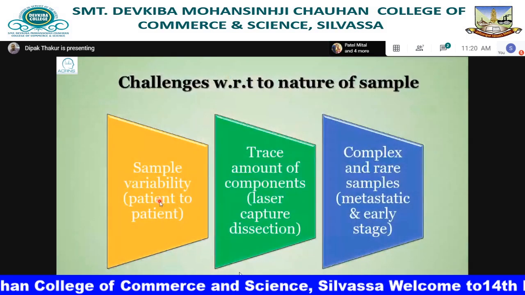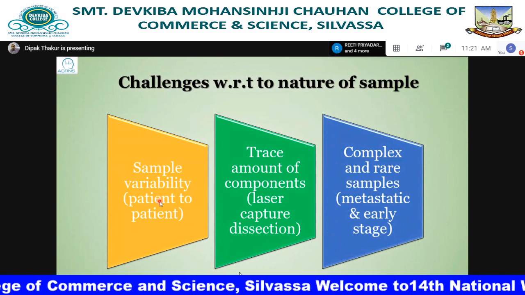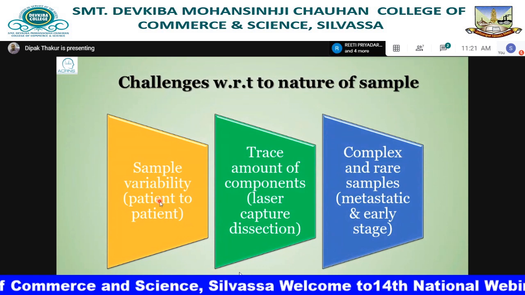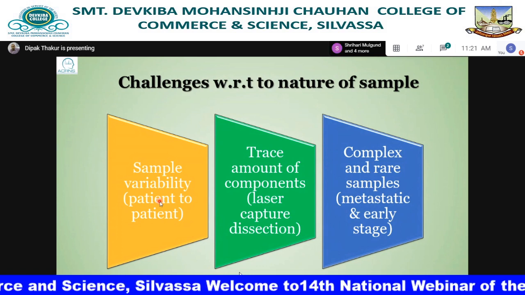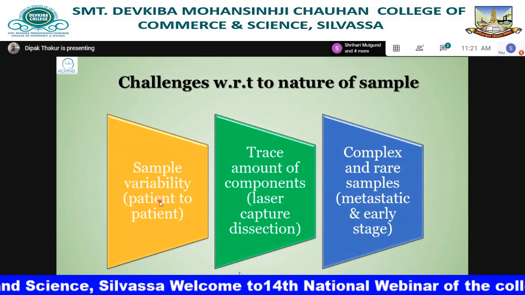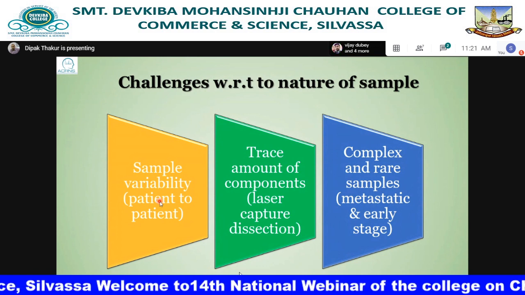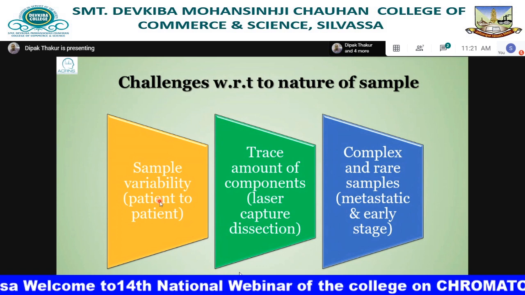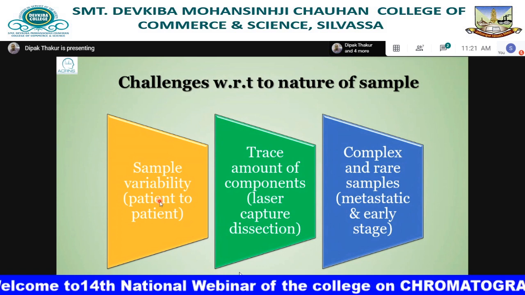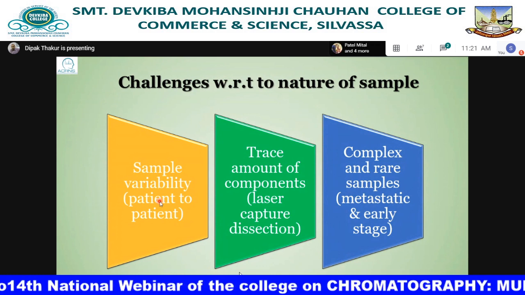Moving on, what are the challenges with the samples? If you take two patients with similar conditions, or even healthy people, they have different eating habits. What they eat, how they eat, when they eat has a role to play in our metabolite profiling. So these are the challenges. You cannot decide what the healthy levels are.